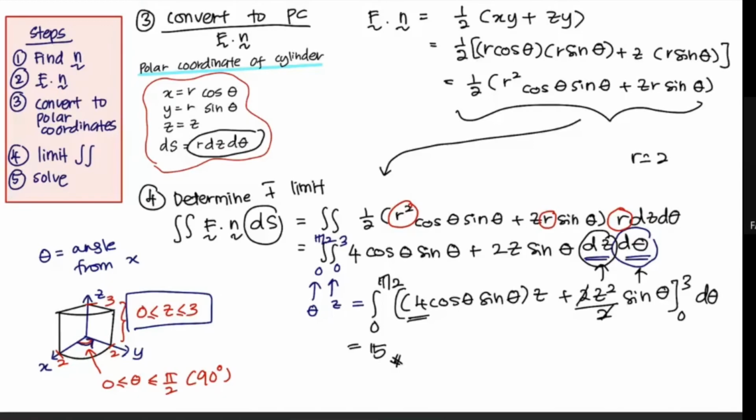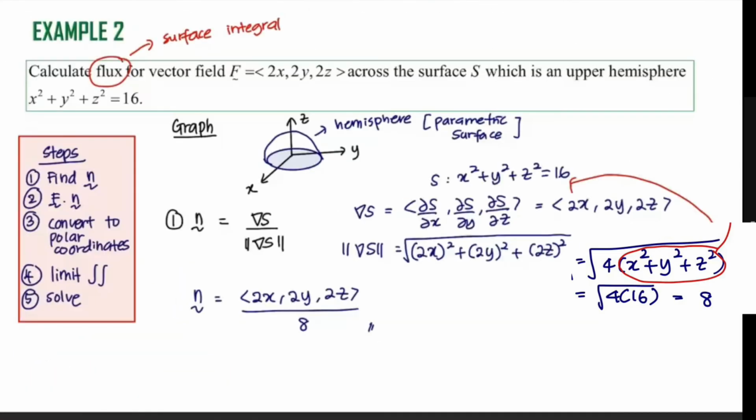Okay, next I want to show you example 2. Calculate flux. Flux refers to surface integral. For the vector field F across surface S, which is an upper hemisphere. A hemisphere is half of a sphere, so this equation refers to a sphere. The first step is to find the unit normal vector of the surface. So our S here is the equation for the sphere.